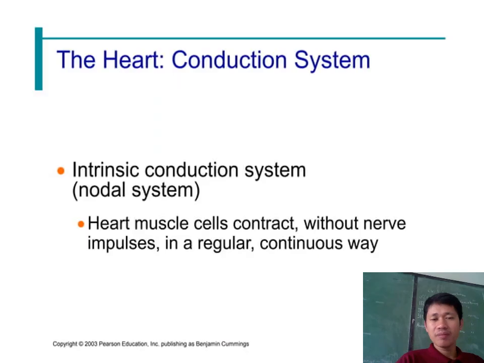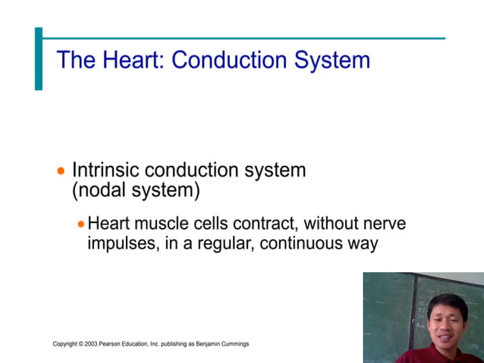All right. Next, the conduction system. Just as the heart has its own circulatory system, interestingly, it also has its own nervous system. It doesn't need a brain for it to beat, to contract and relax. It has an intrinsic conduction system, a nodal system. The heart muscle cells contract without nerve impulses in a regular, continuous way. And the impulse is not coming from the brain. It is coming from a node within the heart itself.